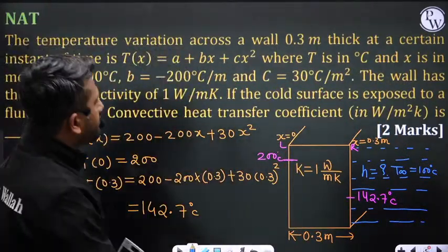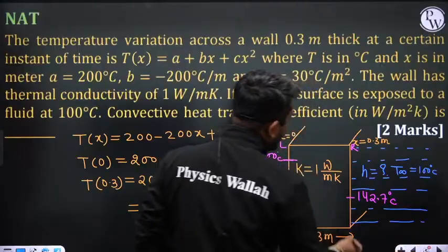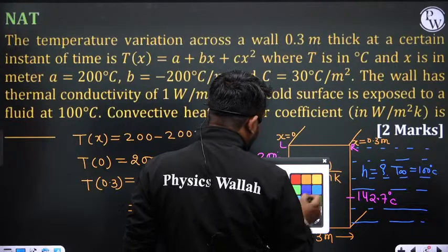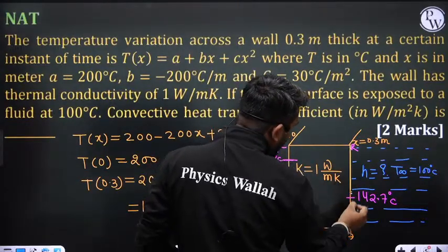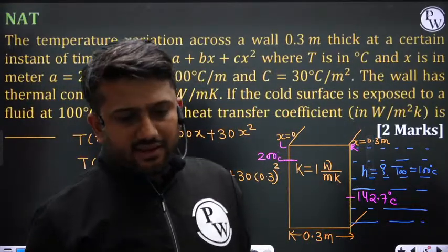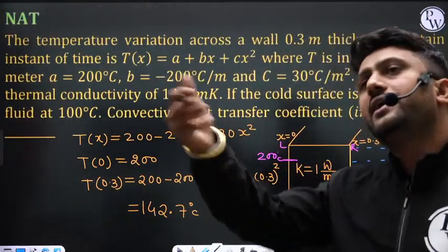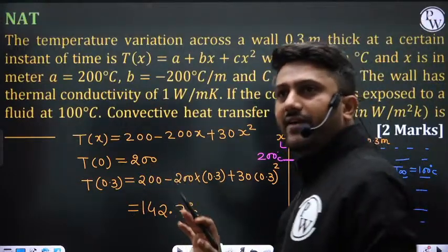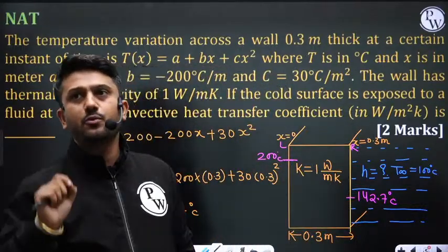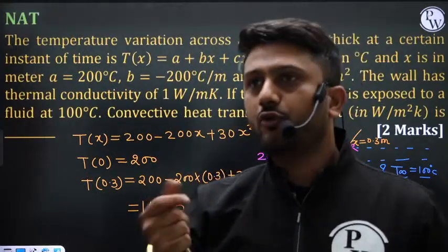Fine. Now see here. Apply the energy balance at x is equal to 0.3 meter. If you apply the energy balance, you can say the rate of conduction heat transfer at x is equal to 0.3 meter is equal to the rate of convection heat transfer. This is a very simple energy balance. Whatever the conduction at x is equal to 0.3 meter, the same is equal to the rate of convection heat transfer to the fluid also.